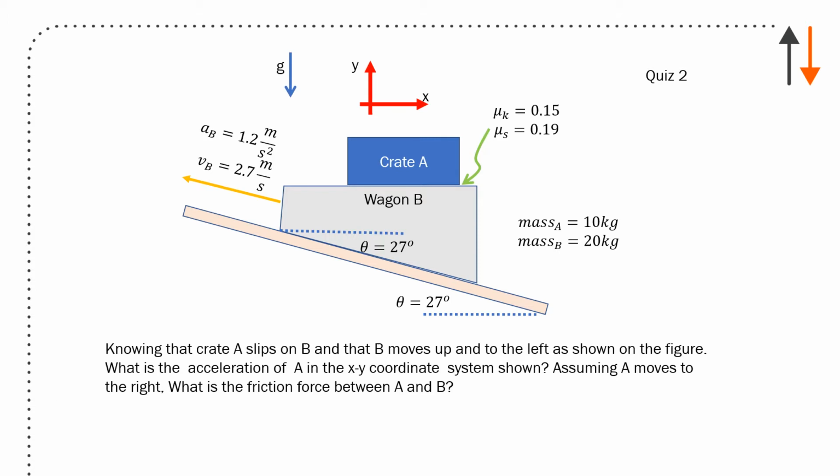X and Y is given to you in the upper middle of this, and you have g, which is given over here. Knowing that crate A slips on B and B moves up and to the left as shown, what is the acceleration of A in the XY coordinate system? Assuming A moves to the right, what is the friction force between A and B?